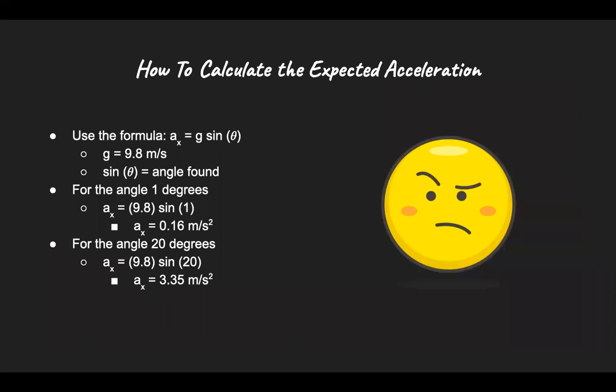Here we have how to calculate the expected acceleration. We use this formula: acceleration equals g times sin theta. And for g, we use 9.8 meters per second squared, which is the acceleration due to gravity near the Earth's surface. And of course, for theta, we use the angles that we used. For the angle of 1 degree, we implemented our numerical value to receive 0.16 meters per second squared. And for the 20 degrees, we implemented our numerical value and received 3.35 meters per second squared.